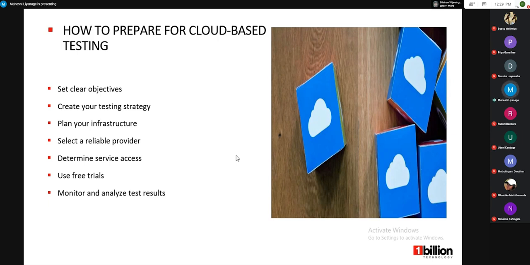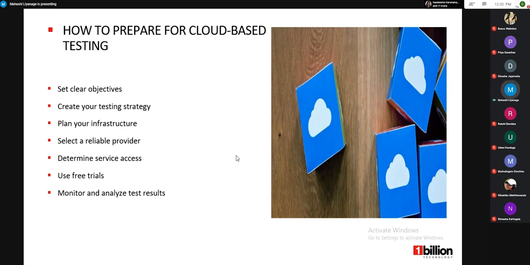And then we have select a reliable provider. So when you're looking for a cloud-based testing tool provider, you have to look at each provider's guarantee of the security and quality and reliability. You have to compare them.